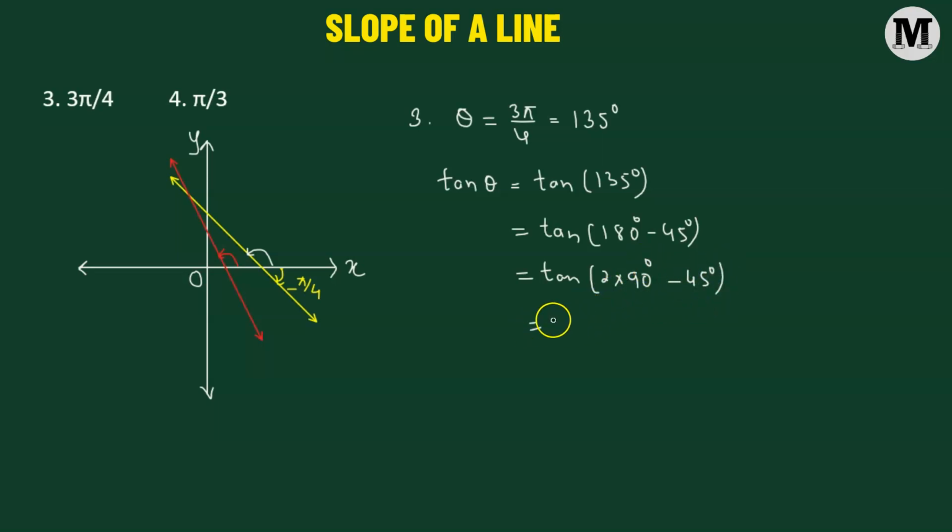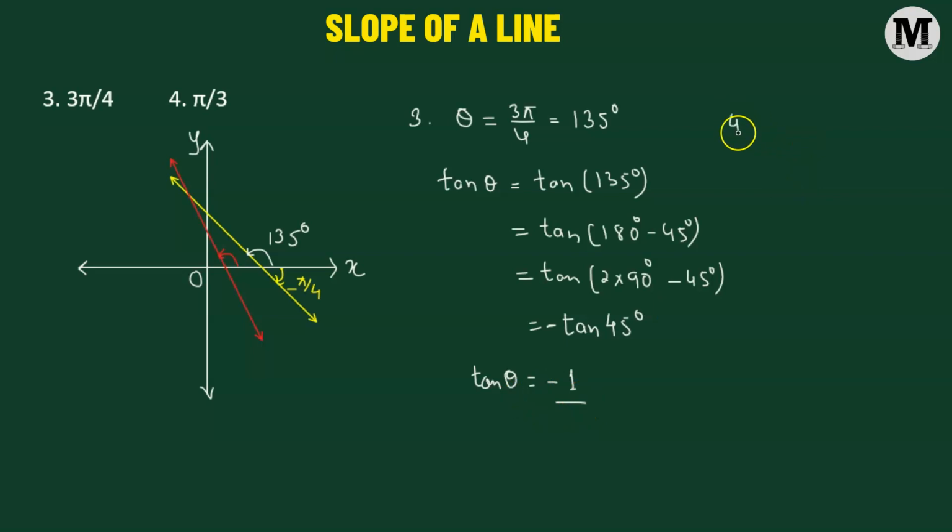Now what's 2 times 90? That means our tangent function is going to stay as tangent, but the new angle is going to be 45 degrees. And 2 times 90 minus 45 means we are in the second quadrant where the tangent is negative. So our value comes out to be negative tangent 45 degrees. Tangent 45 is 1. So we get a slope of negative 1. Fine. So this is again represented by the same yellow line here. So this angle is 135 degrees. So here we have an obtuse angle, and because it is obtuse, we got a negative slope.